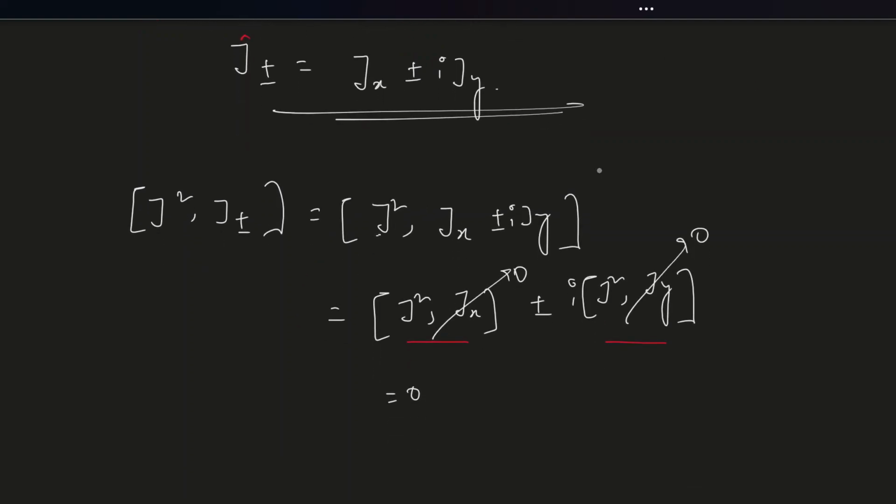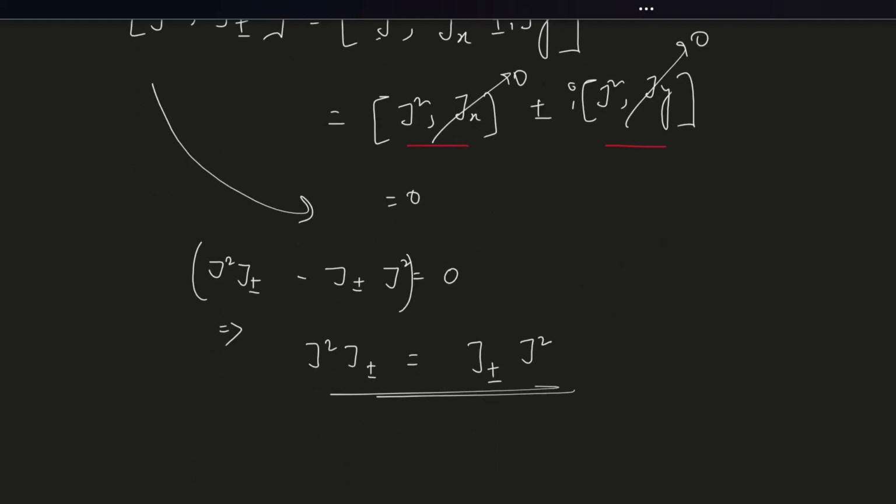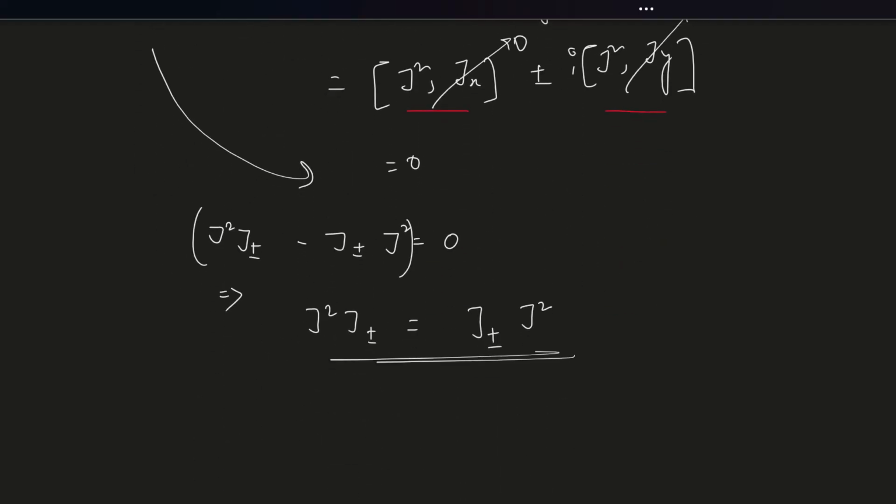So now comes the main factor: if this commutator relation is 0, that means j squared j plus minus minus j plus minus j squared equals 0, which is the commutation relation when you decompose it. So that also means j squared j plus minus is equal to j plus minus j squared. They commute with each other. That means no matter what sequence you take them in, whether you take j squared first or the j plus minus operator first, it gives you the same result.